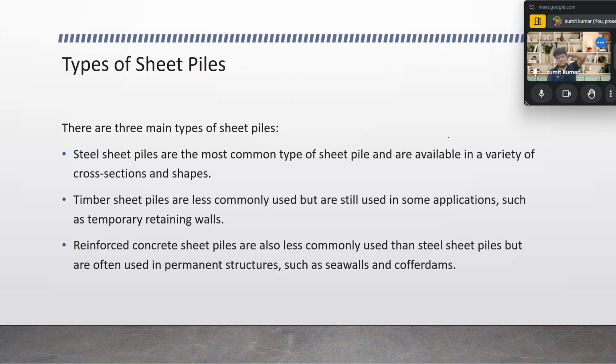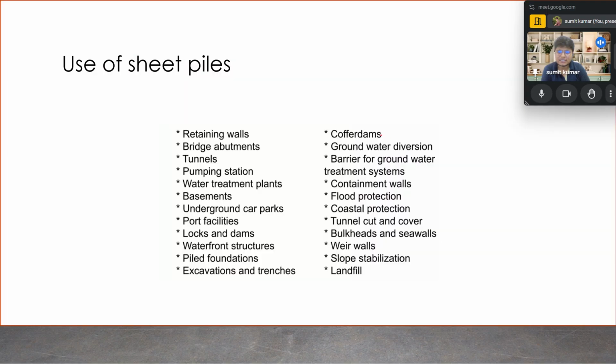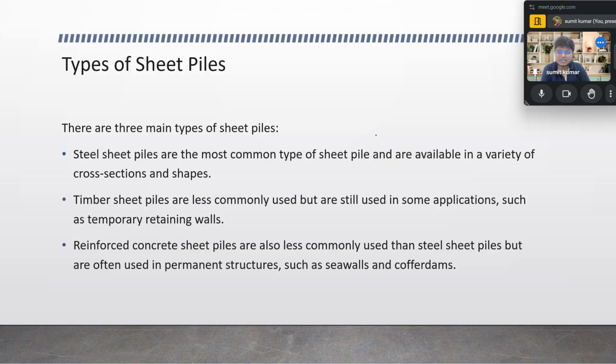There, we talked about steel sheet piles, which are the most common type of sheet pile wall, available in a variety of cross sections and shapes. We said that during the construction of parking sections, or maybe basements, the shape could be straight, like horizontal, or it may be curved. So it is present in different shapes so that we can make total use of it.